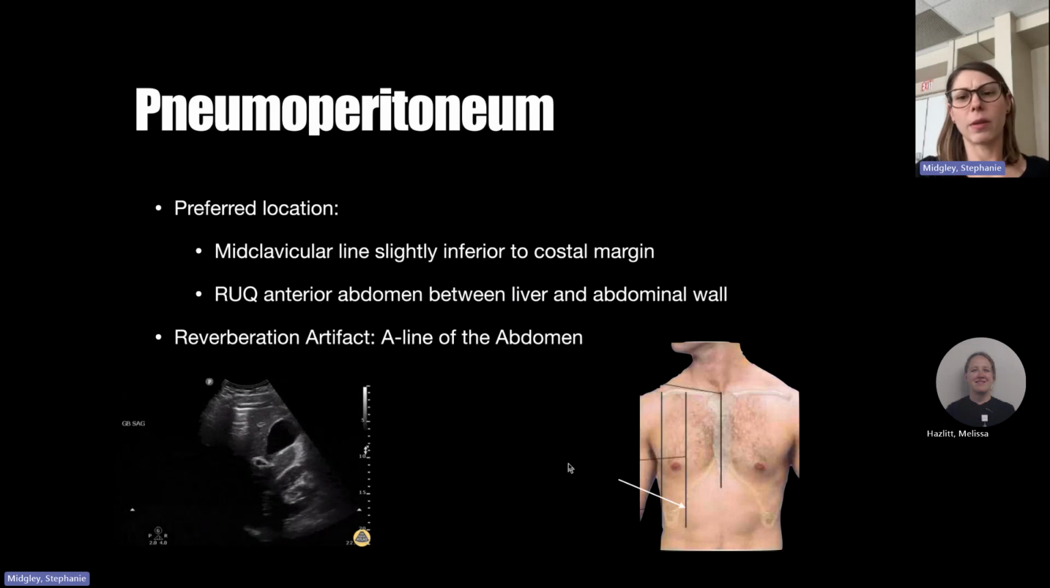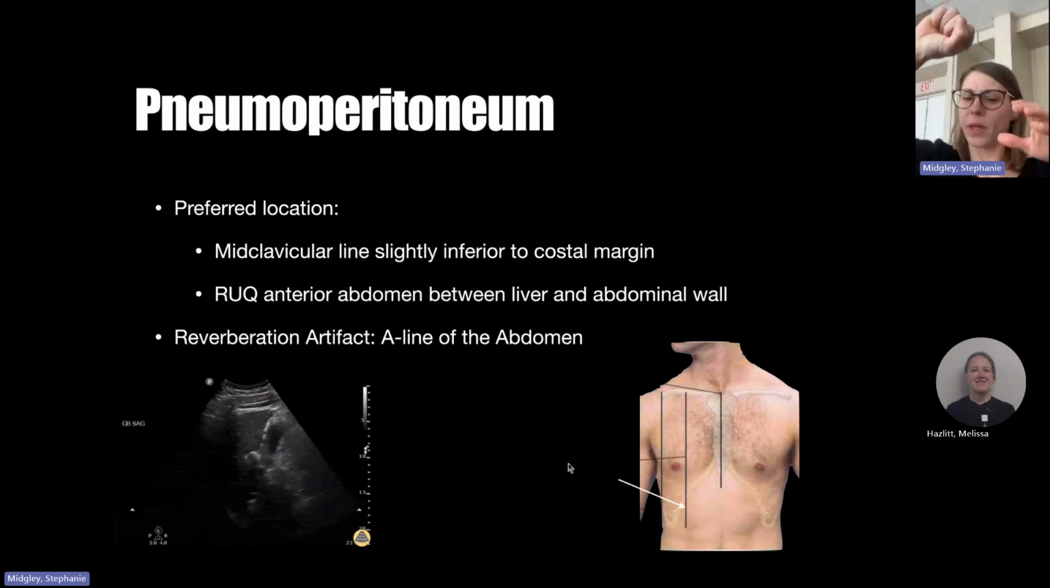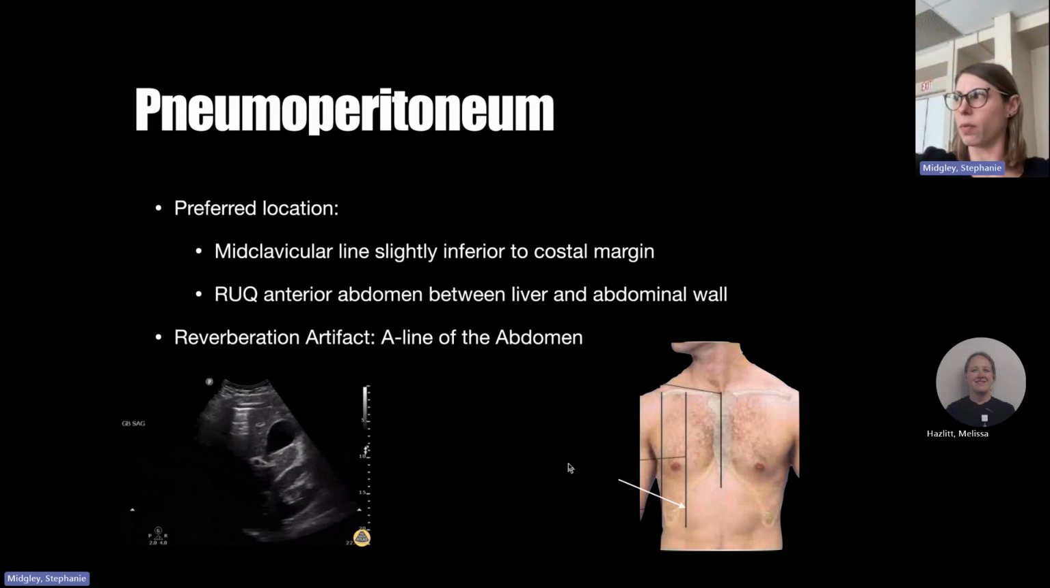I'll talk about it in a second, but there's a thing you can do called scissoring, where you push down and lift up, push down, lift up. The A lines should come in when you lift up, and when you push down, the A lines go away and you're back to seeing liver.